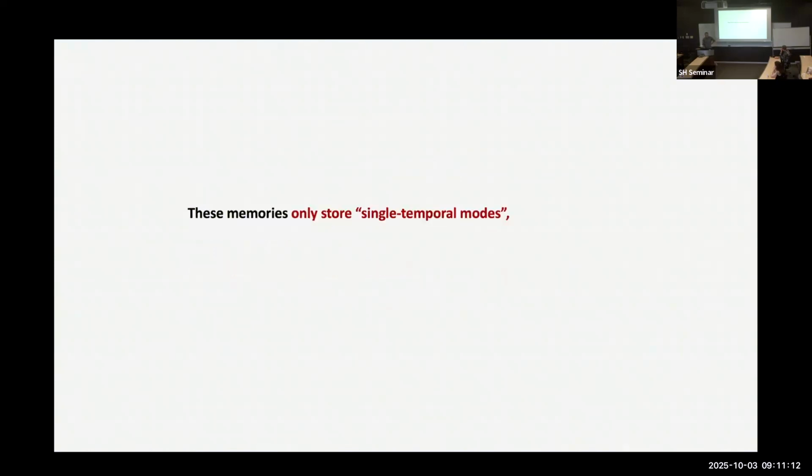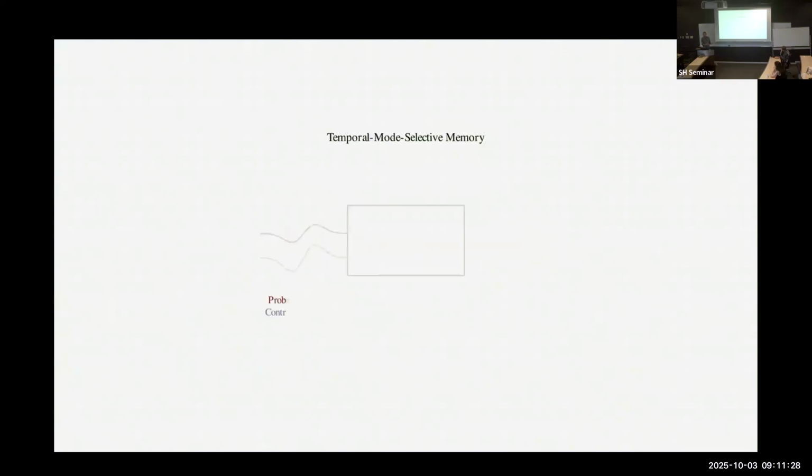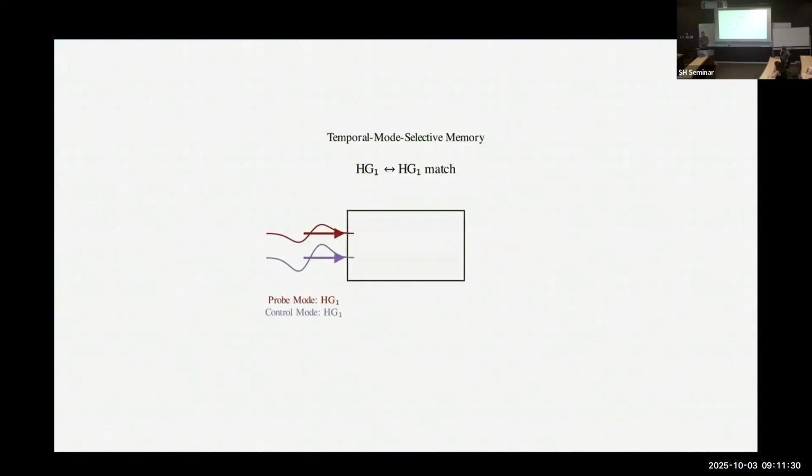The advantage is that you can send in a control field pulse at whatever timing you want, and then you get exactly the signal that you stored into the memory for that custom timing. In addition, there are also some other unique applications for this type of memory. These memories only store single temporal modes. So for example, if you send Gaussian pulses into the memory, you'll store the Gaussian pulse if the control field is a Gaussian pulse. You can also do this for a different type of temporal mode. If you make them both Hermite-Gauss modes and you send them in, you'll also store into the memory.